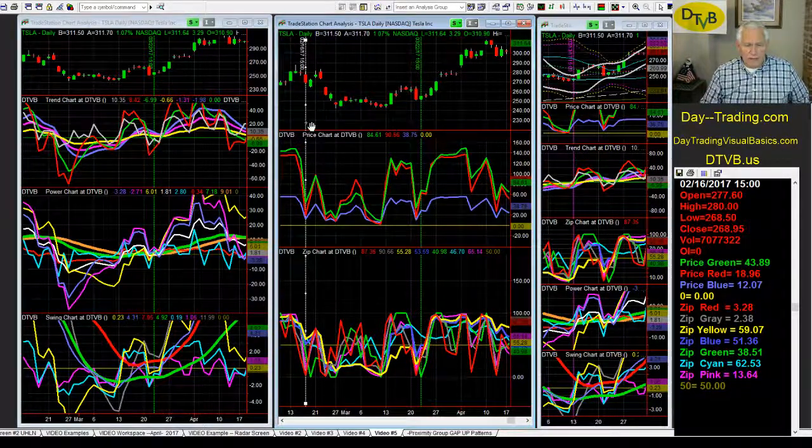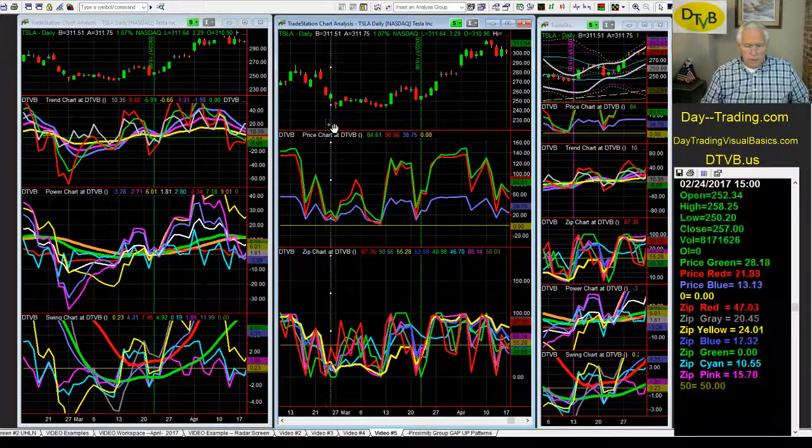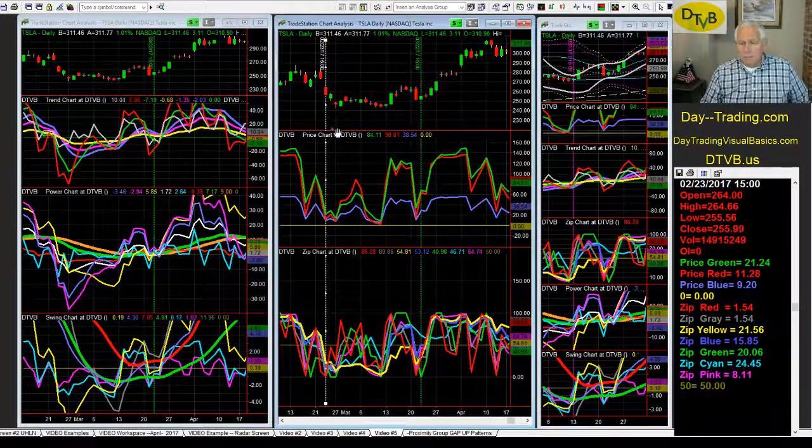Let's follow that formula through here. Right here we have price blue at 9, red's at 11, and green is at 21. 11 times 2 is 22. We're only 1 point away from there. There's a good chance that that would be a green candle next day. Obviously, we're not dealing with gaps, so we wait for the open and we watch the candle.